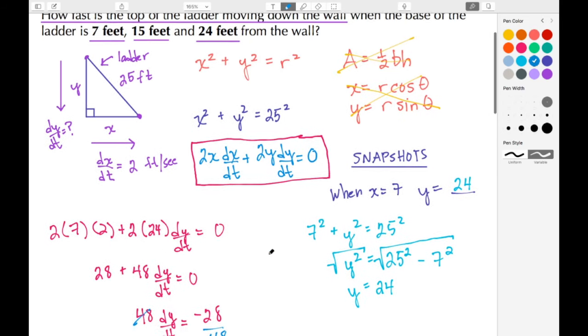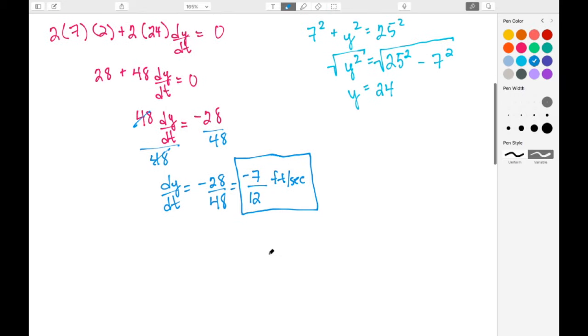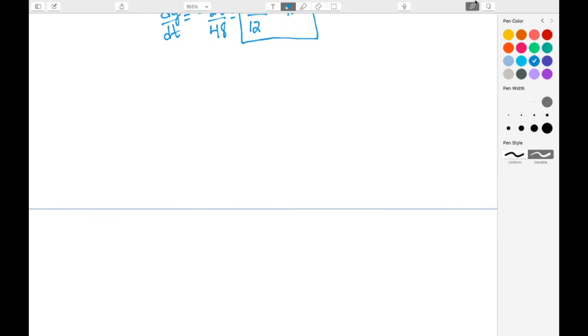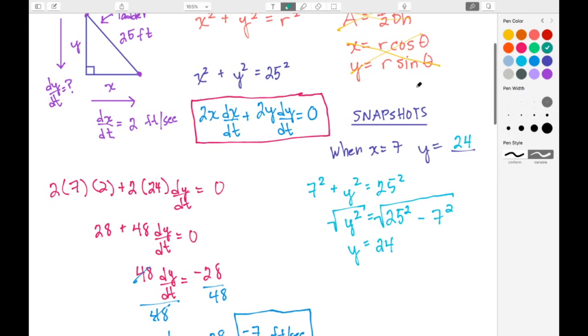For our next snapshot, x is equal to 15. So let's just move this up. Now we're saying that x is equal to 15, and we're trying to figure out what y is going to turn out to be. Well, we know our equation is going to be 15 squared plus y squared is equal to 25 squared. Again, all I did was take the equation that we started with and do the substitution for the value of x.